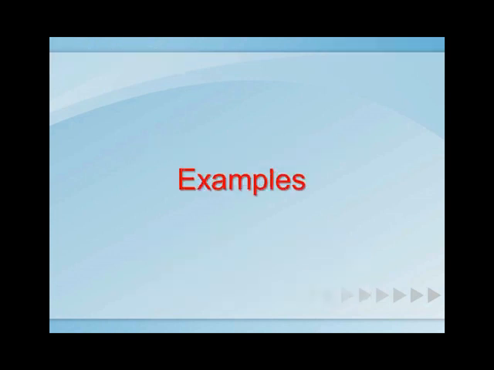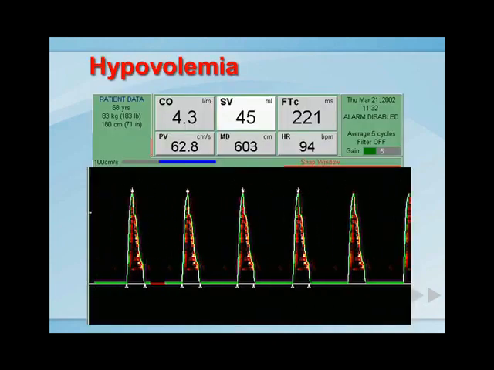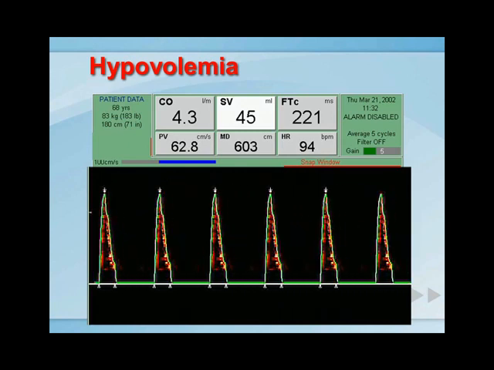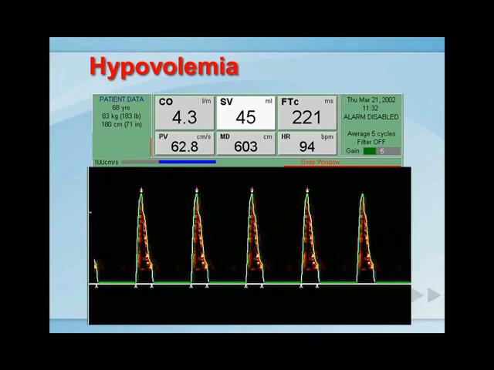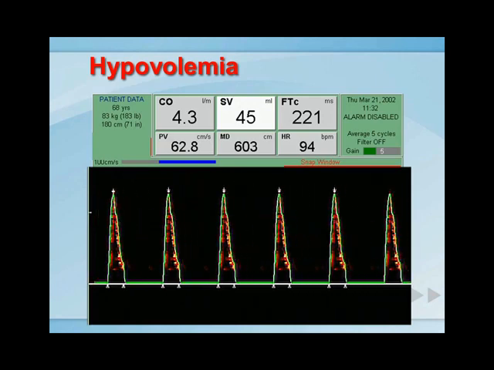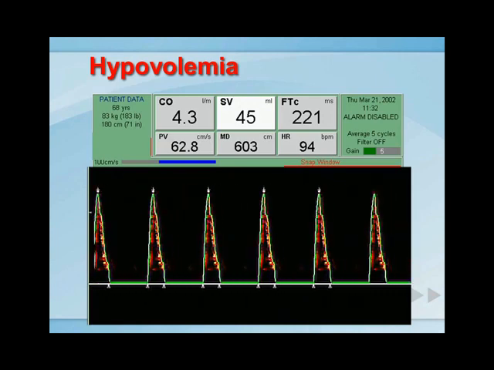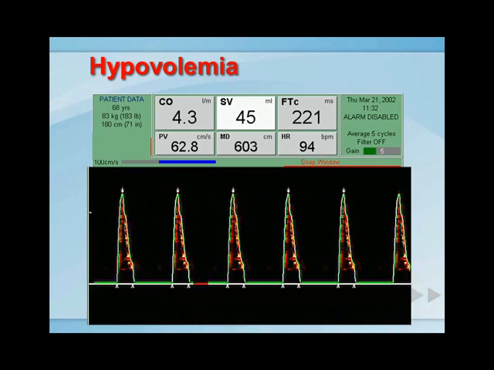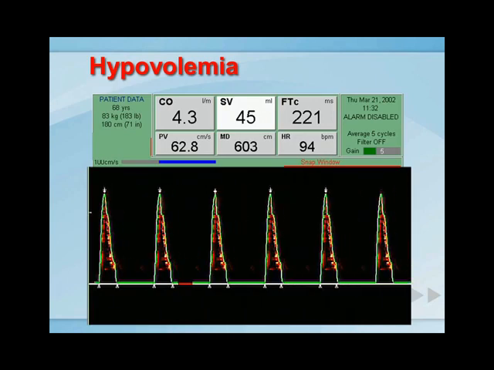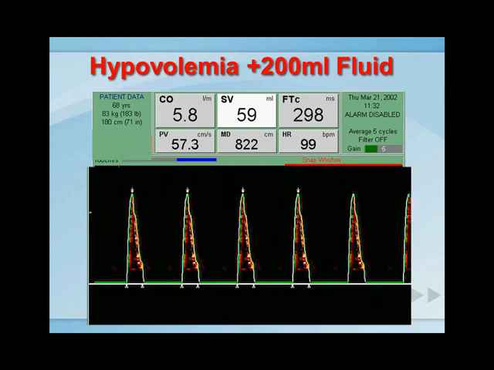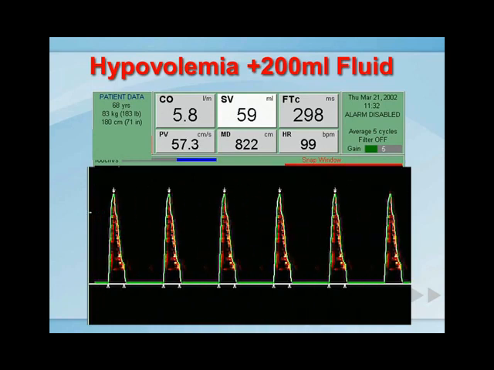Here are some clinically relevant examples that you may see in patients. This is the display you would see on the CardioQ with a hypovolemic patient. The waveform base is very narrow, indicating a short ejection time. The corrected flow time is only 220 milliseconds, far below the norm of 330 to 360. The stroke volume is 45 cc's, and the heart rate is 94 beats per minute. The cardiac output is low for this age and size of patient. You may expect a cardiac output in the range of 5.5 to 7.5 liters per minute.